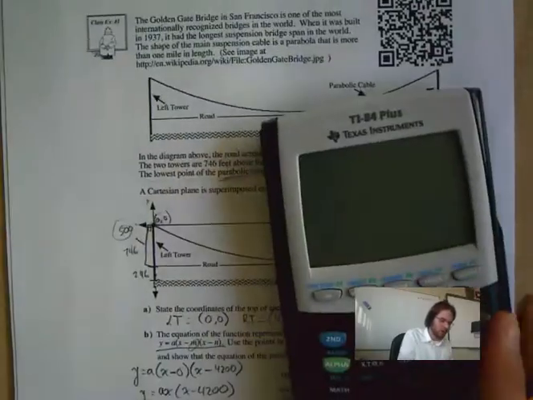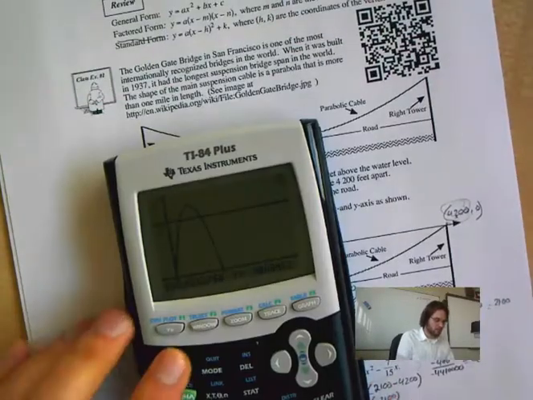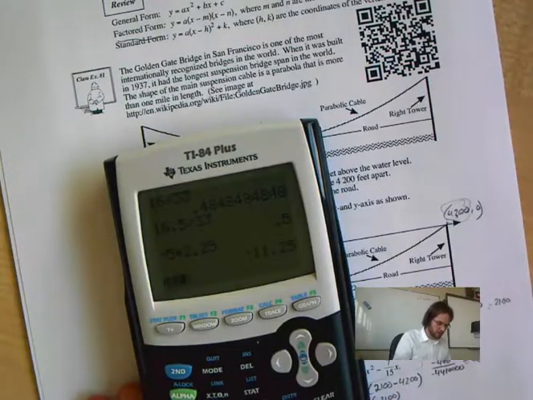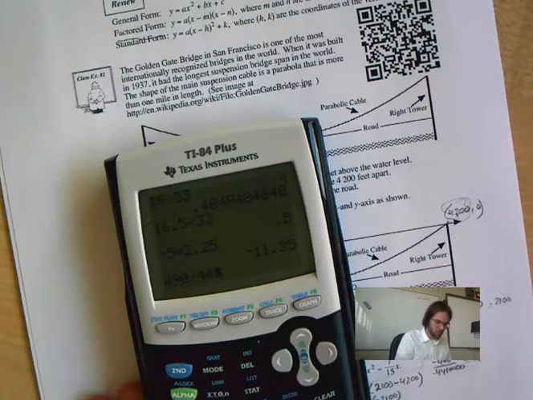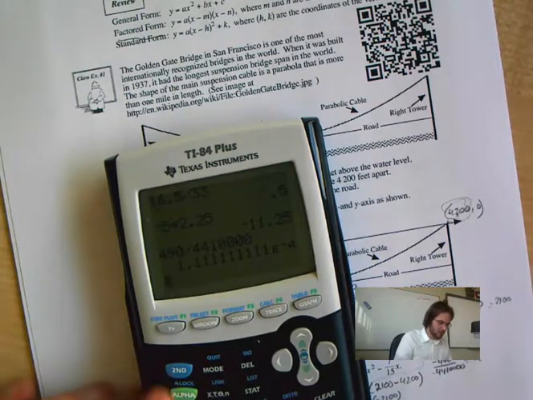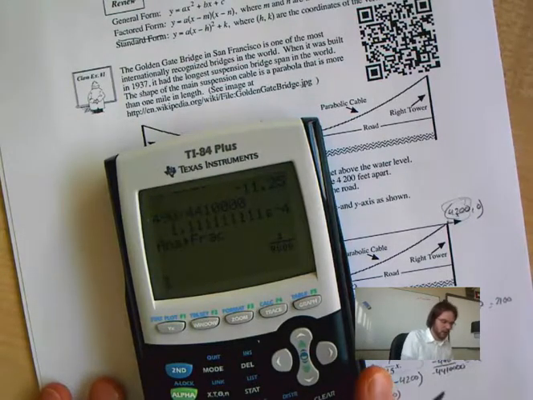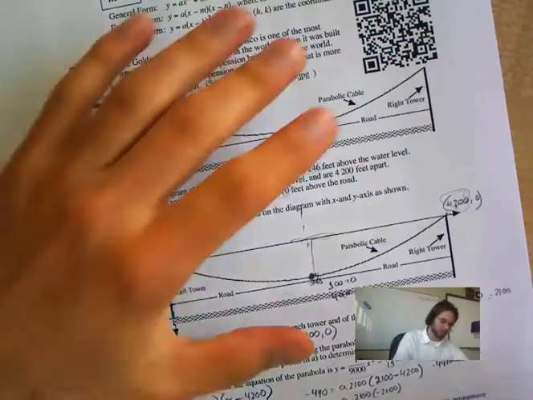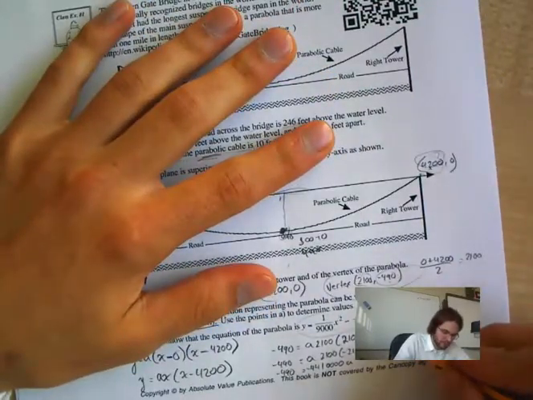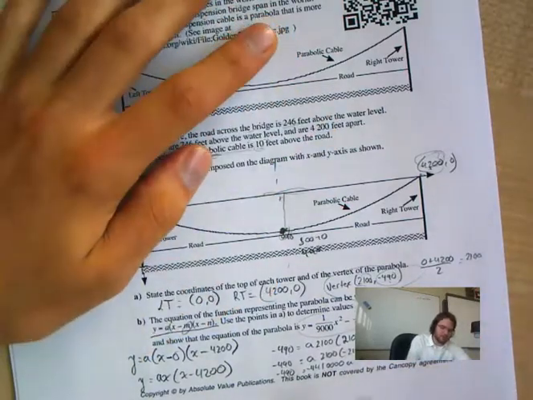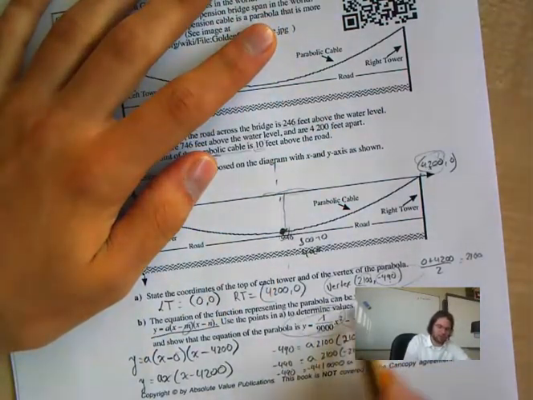I'm just going to double check it here. So let's try 490 divided by 4,410. Oh, and I'm going to put that in my fraction. I get 1 over 9,000. The reason why I put in fractions is because this part here is in fractions.